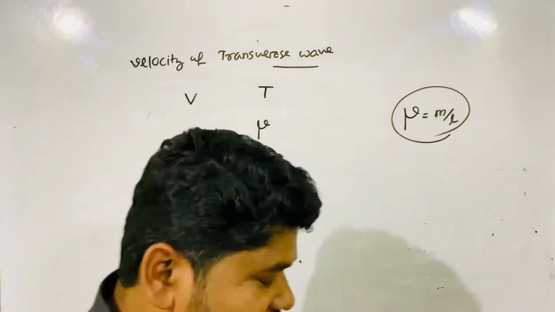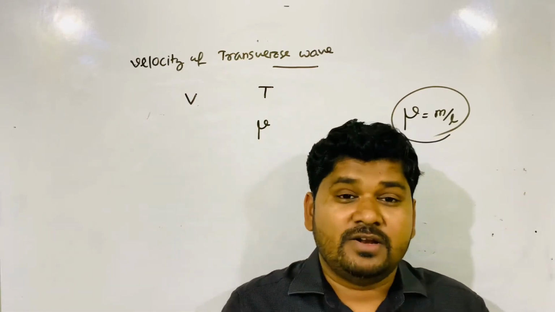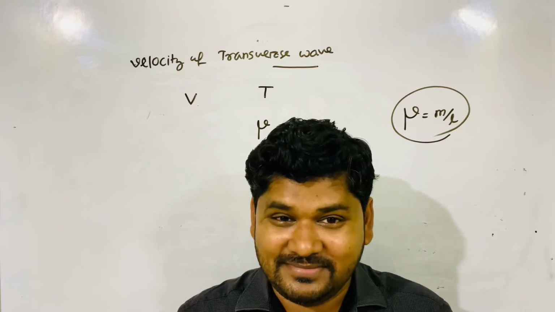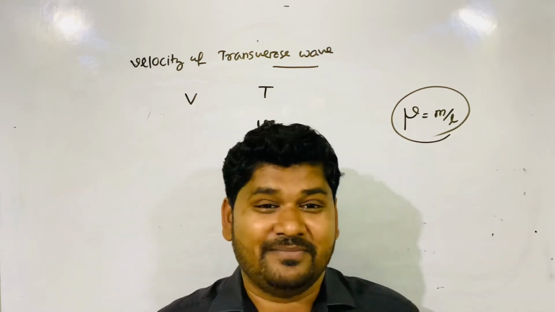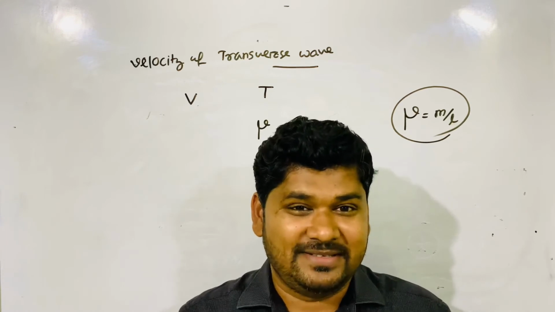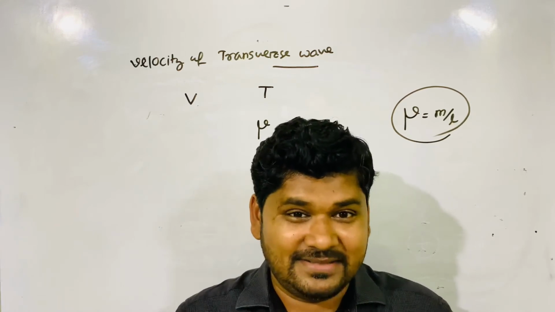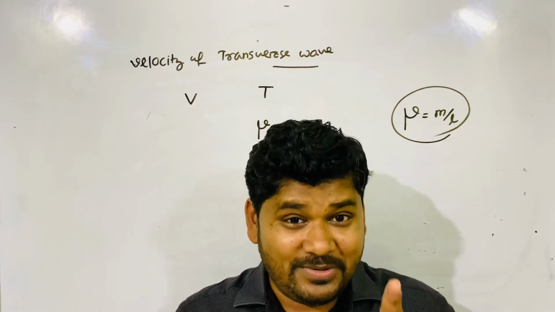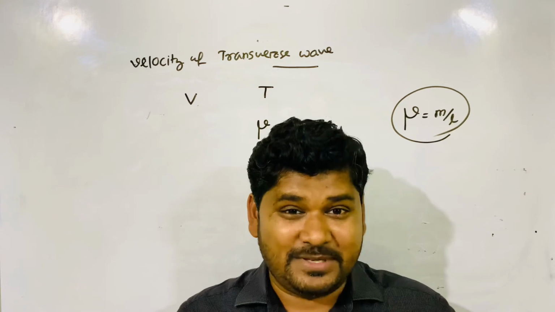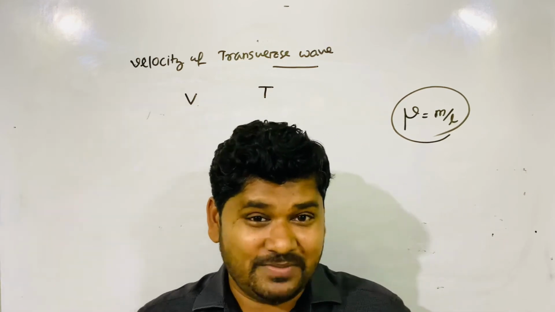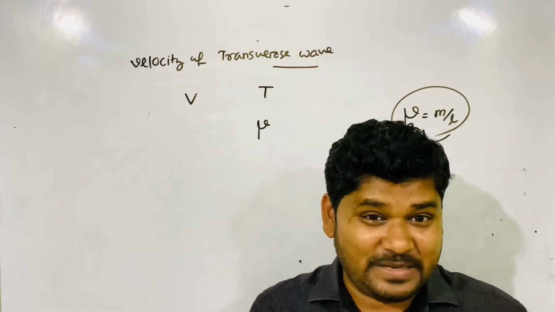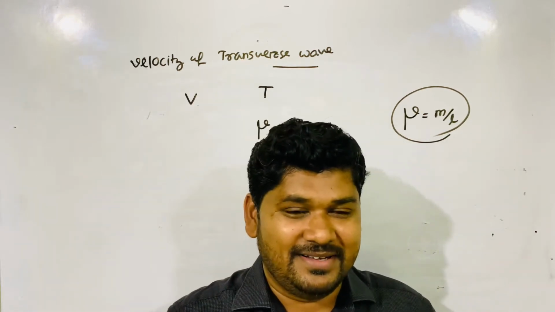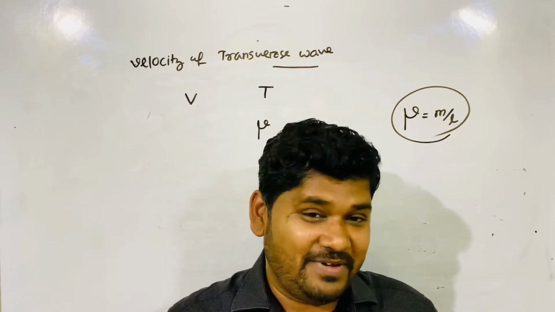So if velocity depends on tension and mass per unit length, then what is the expression for velocity? Is it required to derive? You have already done it, in the dimension chapter. Then you can try it. First pause the video and try. Do it quickly. Pause it. Okay, so hope you derived the relation of velocity.